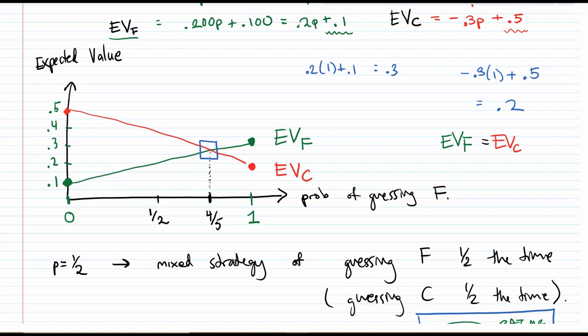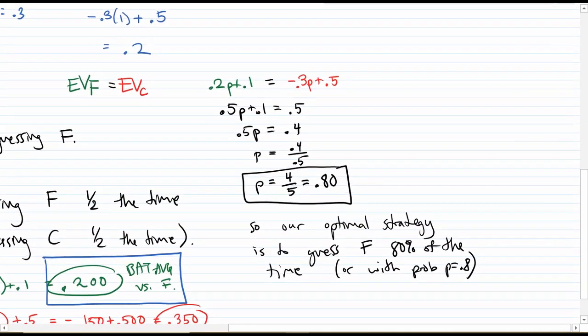So our optimal strategy is given by the probability of guessing each pitch. Now, what's our actual batting average going to be? Well, that's just going to be the expected value at which these two lines actually intersect. And so how can we find that out? How can we solve for that?